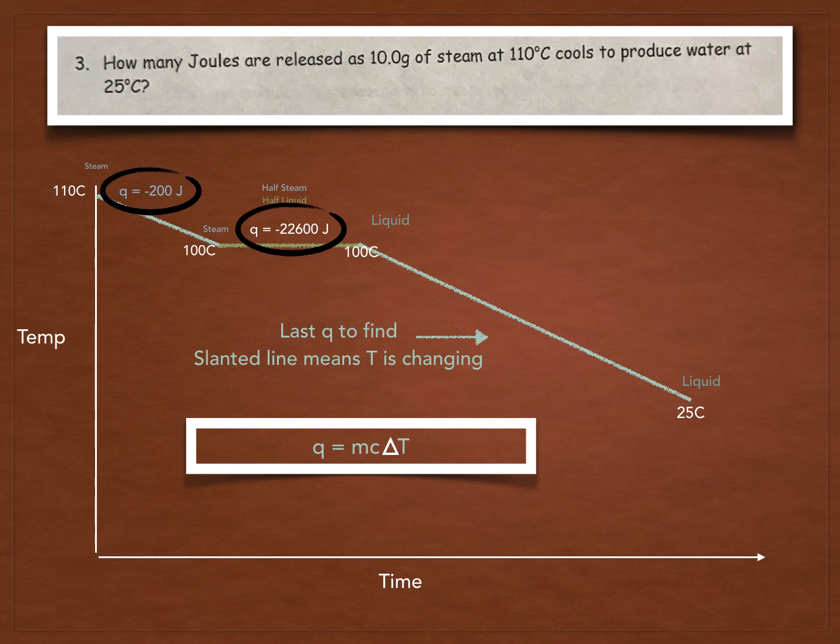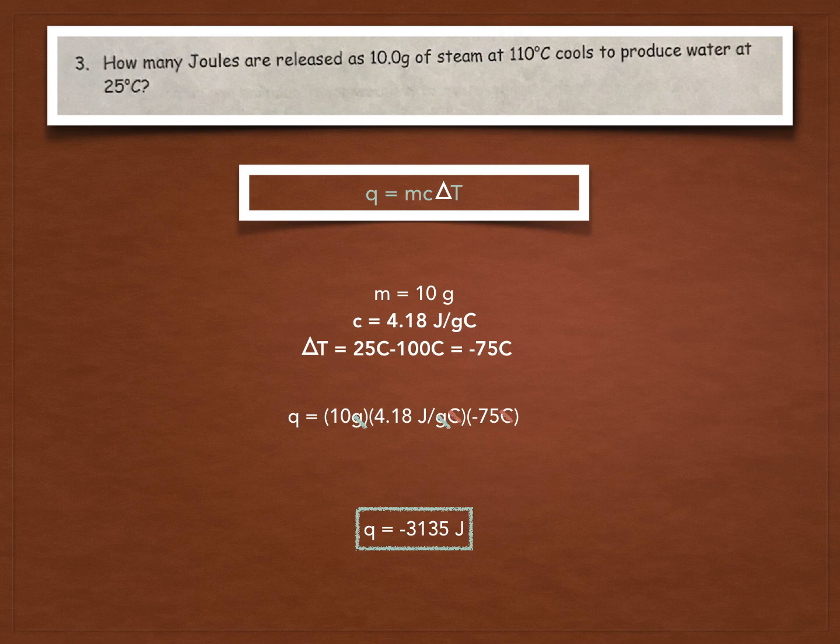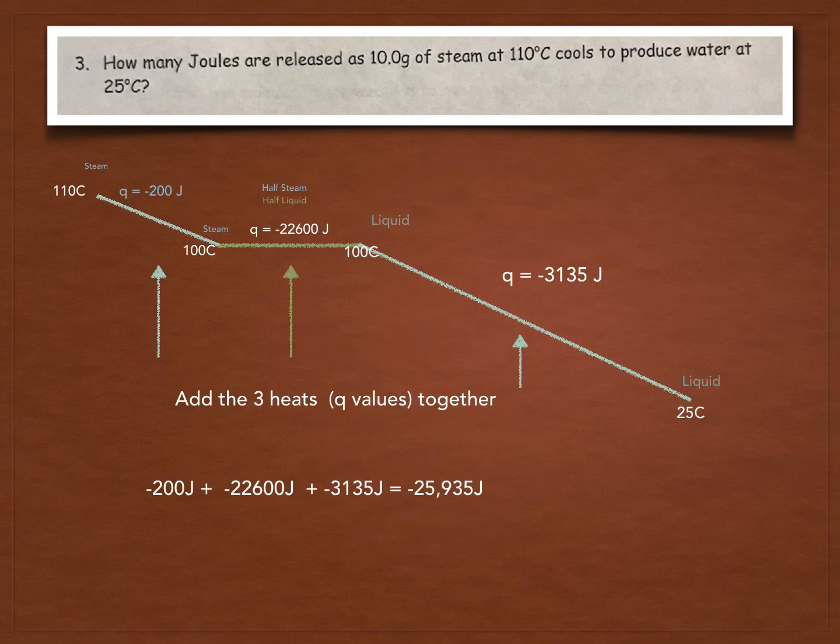Recognize that the temperature decreases from 100 degrees Celsius to 25 degrees Celsius. This will tell you which equation to use, one that has delta T in it. Plug in your values according to the equation. Recognize that specific heat for liquid water is not the same as specific heat of water vapor. Now that you have your heat values for all 3 sections, add them together.